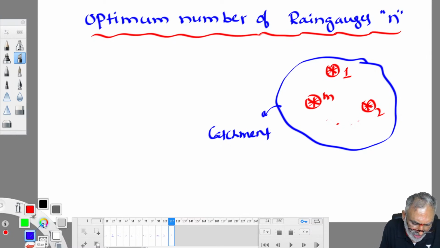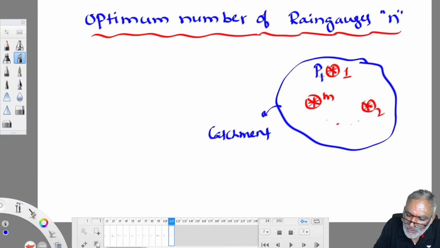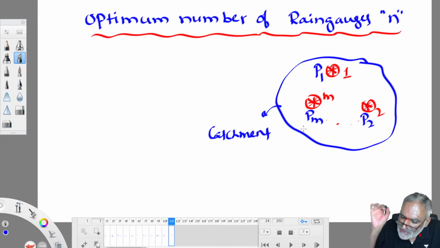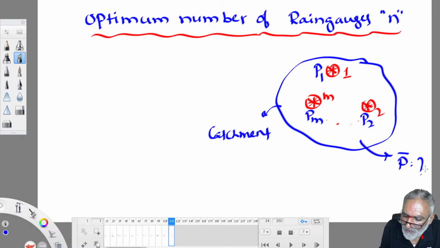They record m number of rainfall data. So station 1 records rainfall data P1, station 2 records P2, station 3 records P3, station M records PM. But none of these rainfall data recorded by these gauges represents the entire catchment. The entire catchment is represented by a single rainfall value known as P bar. This is the mean rainfall of the entire catchment. To work it out, we need to install a proper number of rain gauges in a catchment, isn't it? So this represents the complete catchment.